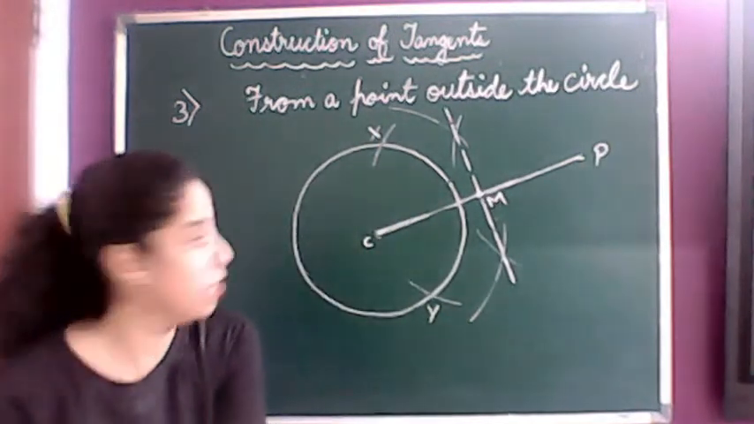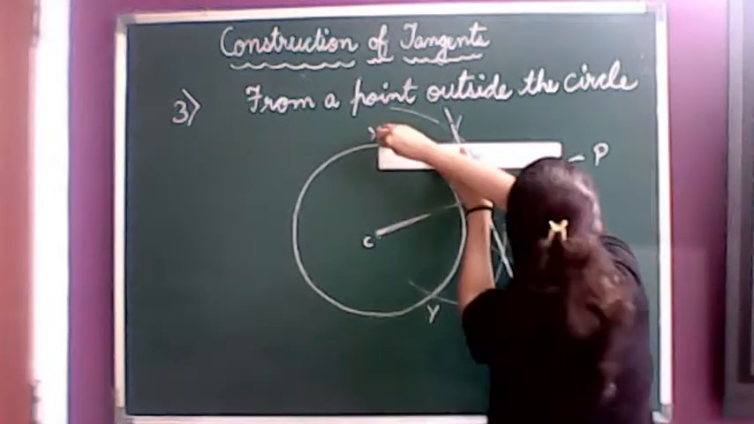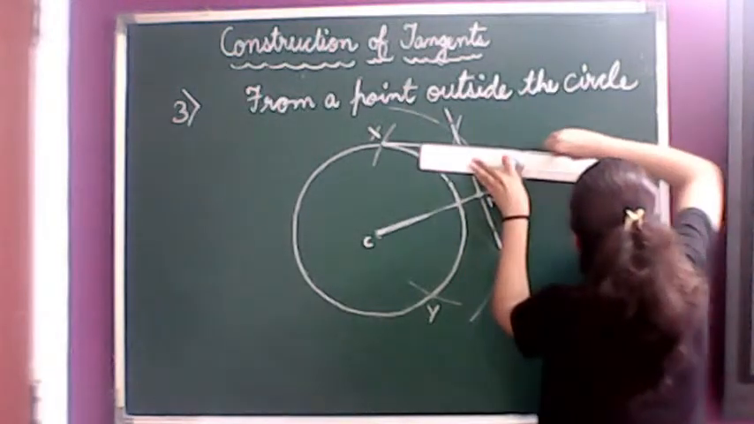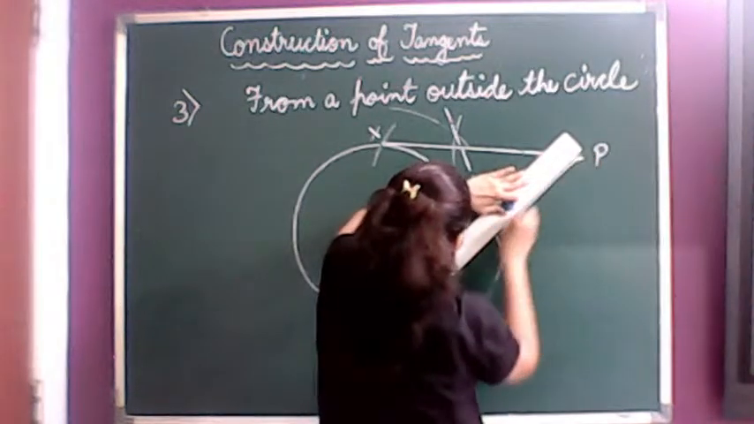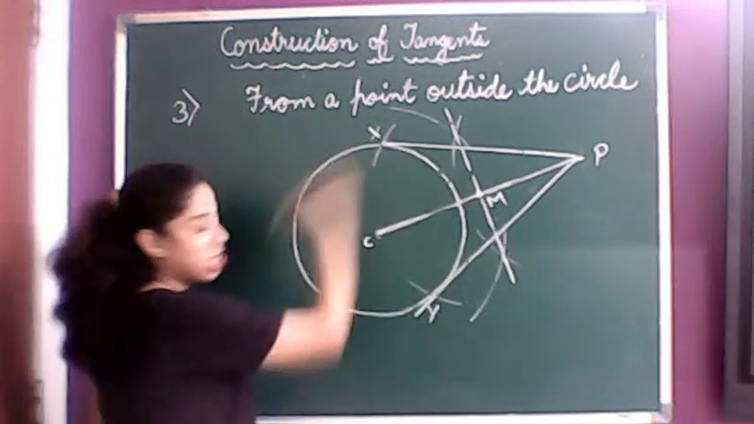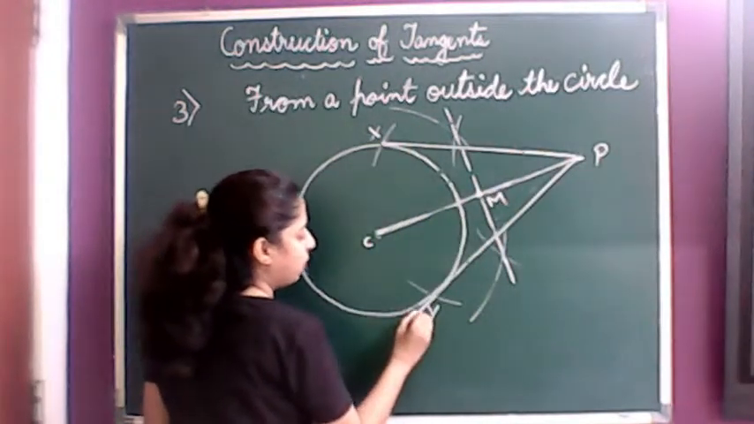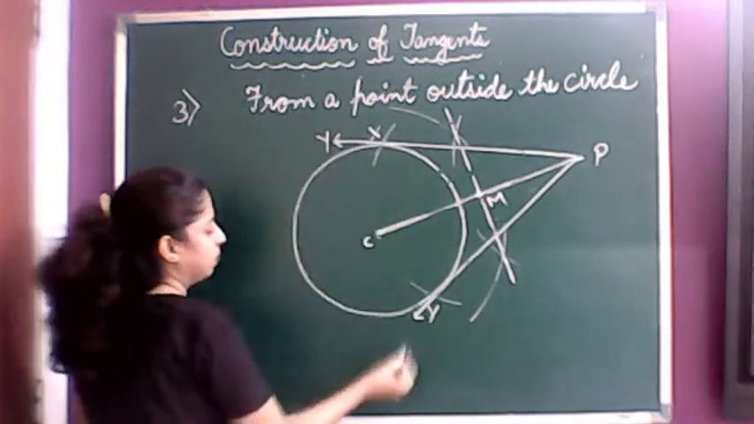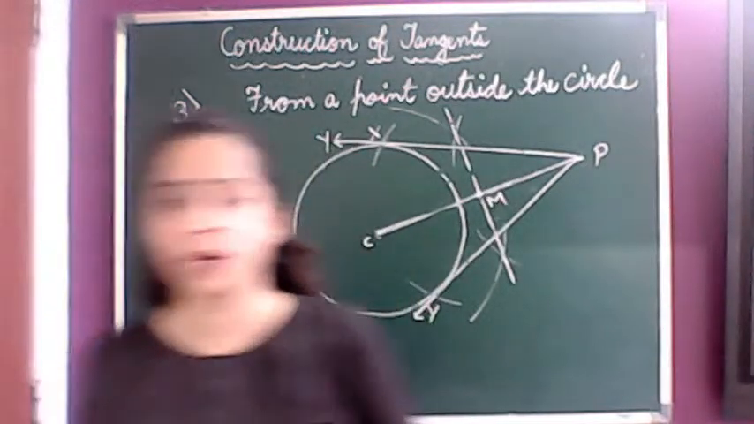Then you simply join PX and PY. You can measure in your notebook that they will be equal. Your PX and PY will always be equal. You already know this theorem, right? That tangents to the circle from the external point are equal. So PX and PY will be equal always. Extend this line and draw an arrow here. Is this clear to you? Is the third one clear to you guys?